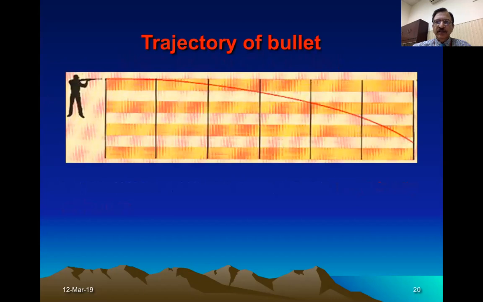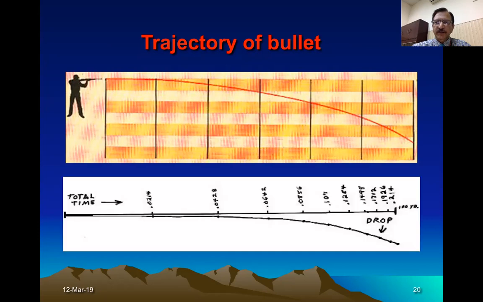So you can see in this picture that the bullet is hitting at a lower level than the actual target. This is because of the pull of gravity which pulls the bullet down. It does not allow the bullet to travel in a straight line. It will hit at a lower level than the actual target.